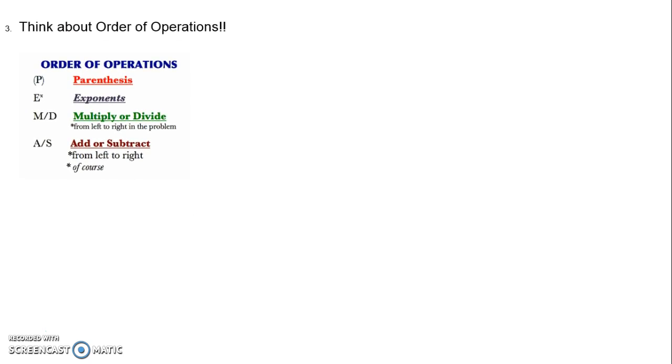On number 3, Mrs. Connor would like you to think about your order of operations. So let's remember our order of operations. Some people call it PEMDAS. That means you need to work within parentheses first. Then you'll handle any exponents. Once you've simplified parentheses, handle any exponents. Then you move on to multiplying or dividing, going left to right. And finally adding or subtracting, moving left to right.